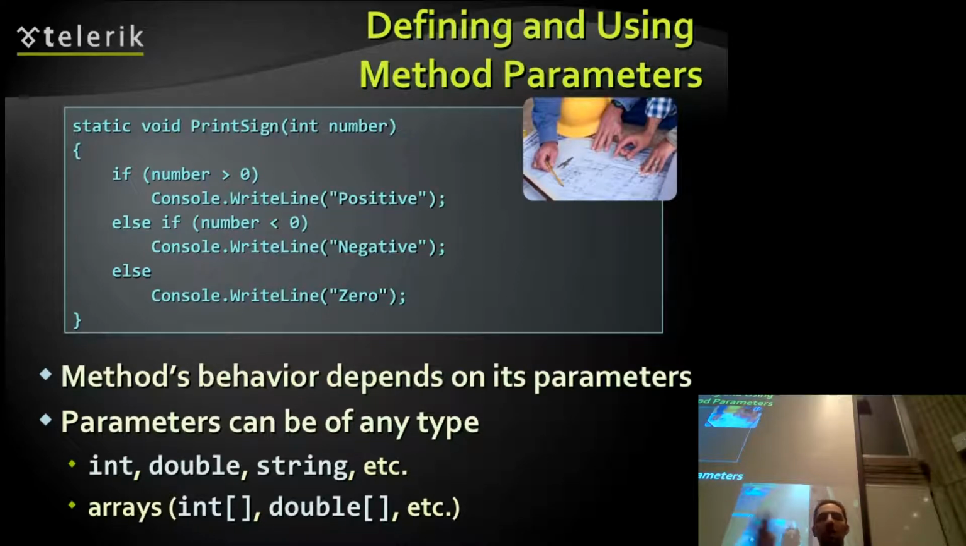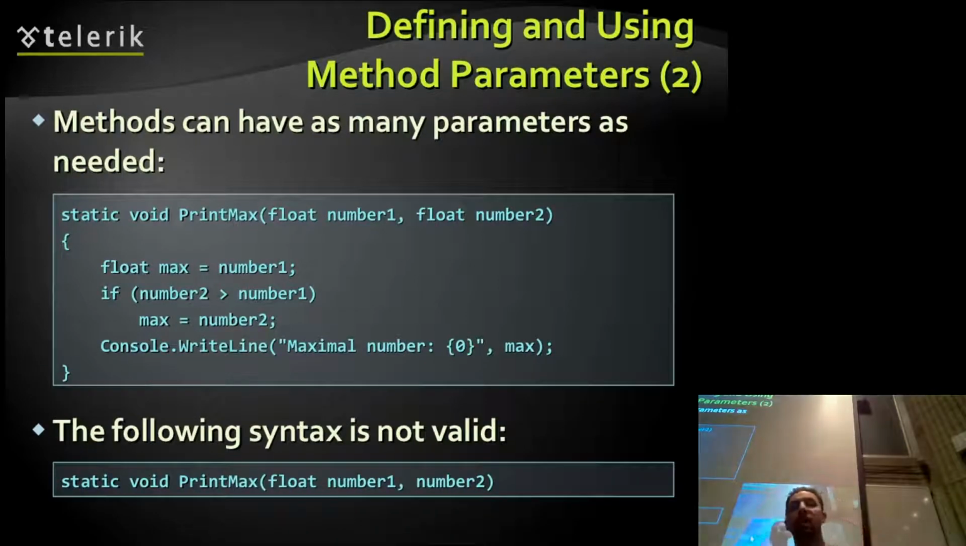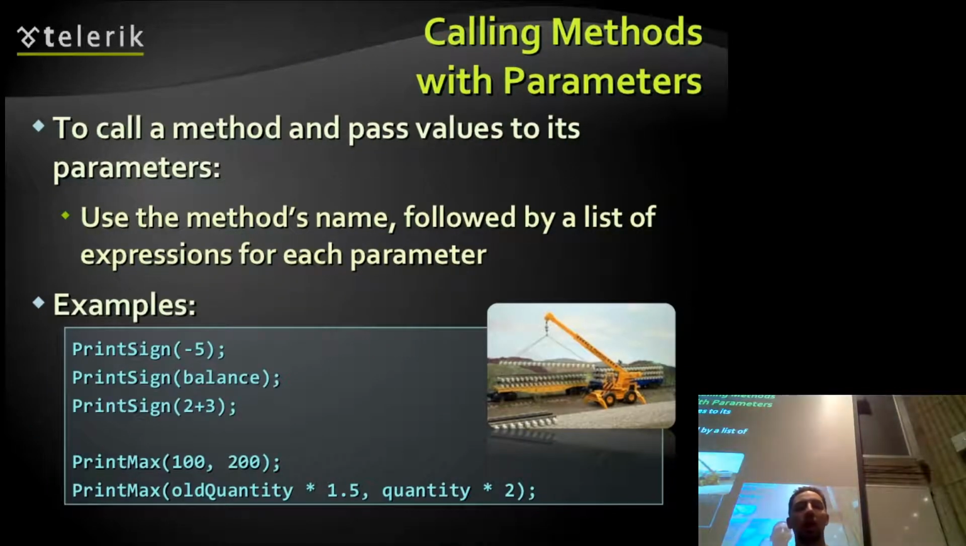Parameters can be of any type: int, double, string, arrays, complex data types, nullable data types, and you can have as many as you like. Something to be aware of, something that some people try to do: down here at the bottom, you have to give a type to every argument. You can't just say, oh, they're all floats. Every argument needs to have a type, even if they're all the same. You've got to say float num1, float num2, float num3. You can't say float num1, comma num2. This doesn't work.